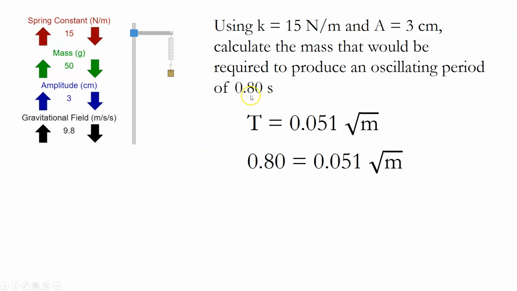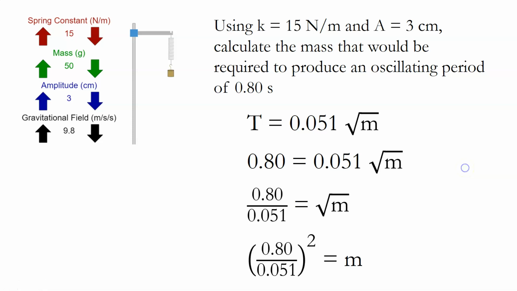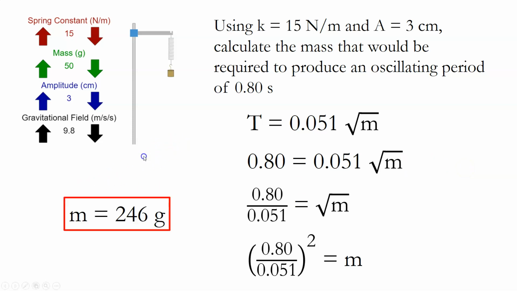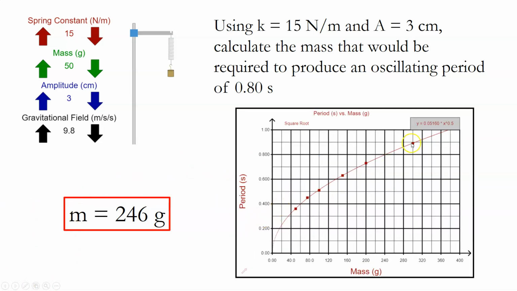But in this one, I put in a period of 0.8, and I'm going to solve for m: divide both sides by 0.051, square both sides to isolate the m, and our answer would be 246 grams. Now, we have a math model we could just really quickly see.